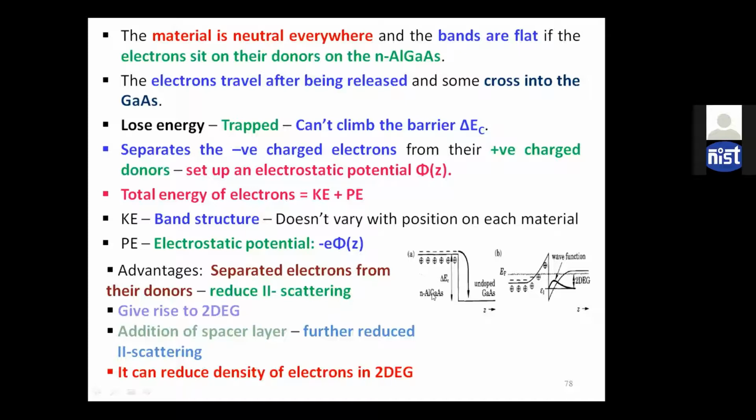Further, you can increase the transport property if you add a spacer between the GaAs and the doping region. If you add a spacer layer, it can further reduce the scattering. But the disadvantage is that it can reduce the density of electrons in this two-dimensional electron gas. The density of electrons can reduce if you add a spacer.